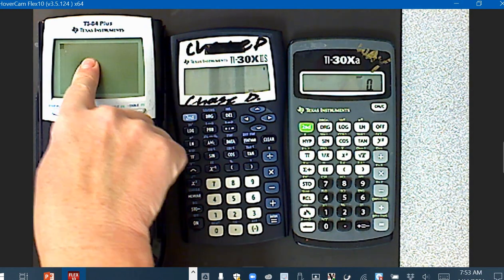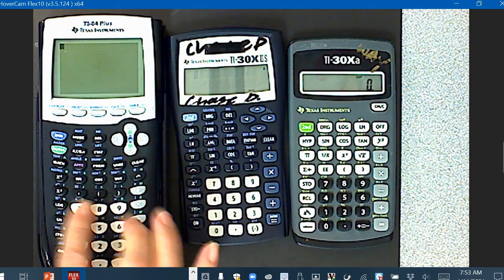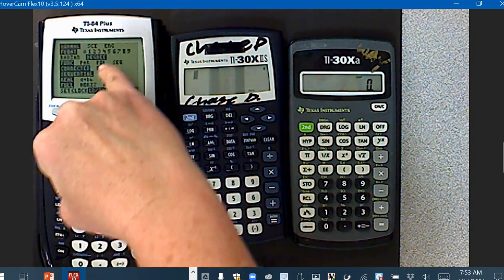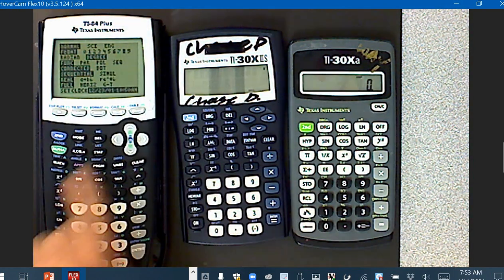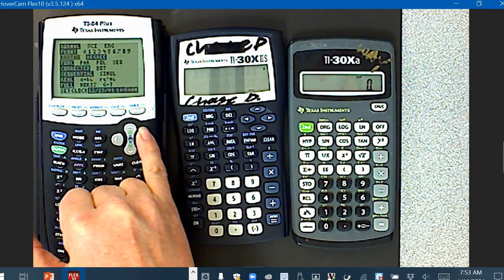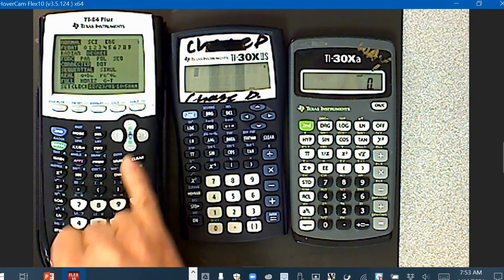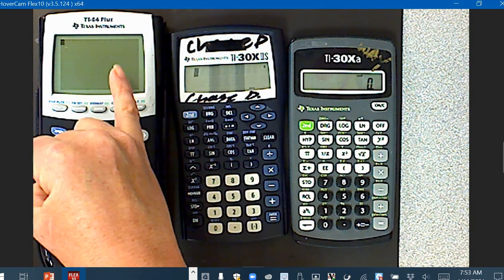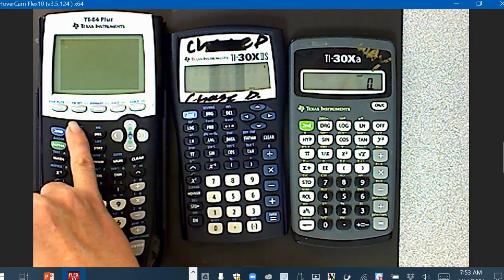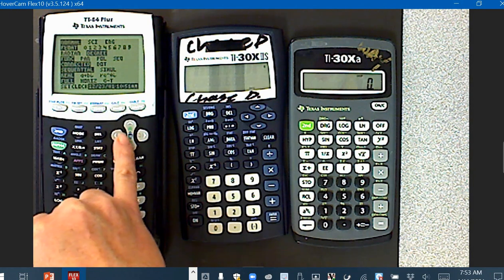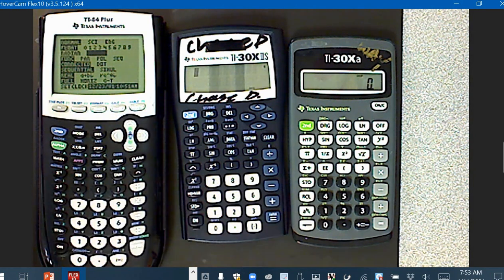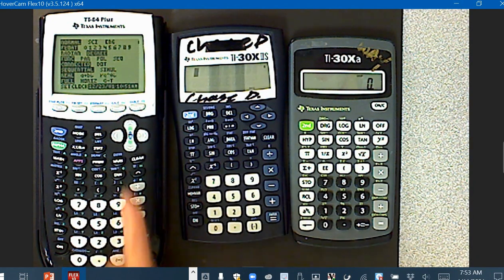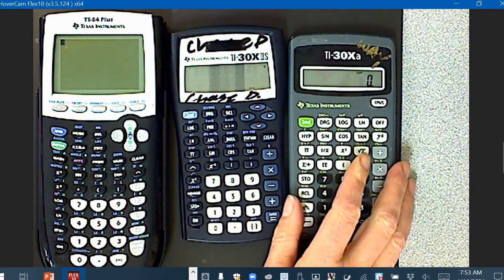In the TI-84, this is how you get it in degree mode. Hit mode. See that word degree? Down, down, over, enter, clear. Once again, you need this in what's called degree mode. Mode, down, down, over, degrees is flashing, enter, clear.